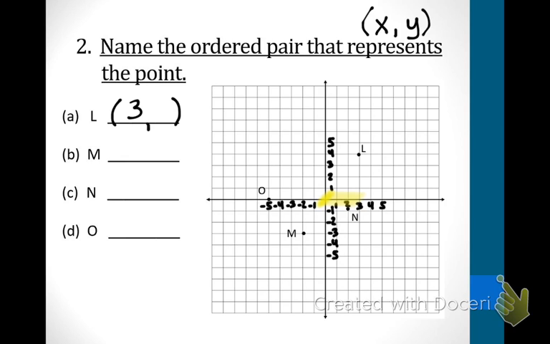Now from this point, I have to travel which direction? Up. Is up positive or negative? Positive. So I'm going to come up here, and how far up did I go? To a 4. Okay, so then we know that my Y is 4. So the ordered pair is 3 and 4. Does that make sense? Yes, ma'am. Okay, I want you guys to go ahead and do B, C, and D on your own.